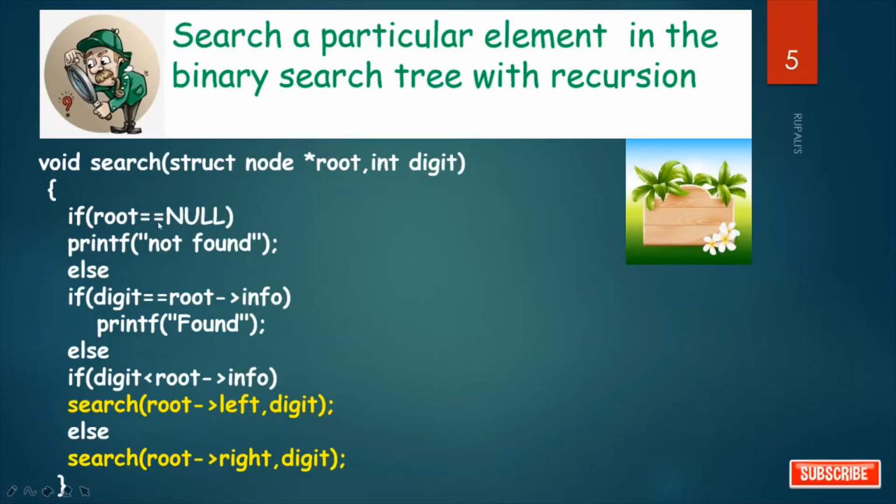If root is equal to null, then we can say that the element is not found. Otherwise, if digit equals root arrow info, then printf found. Otherwise, if digit is less than root arrow info, then call the function search by passing the address of the left child and the digit. And if digit is greater than root arrow info, that is the else part, you have to call the function search by passing the address of the right child and digit.